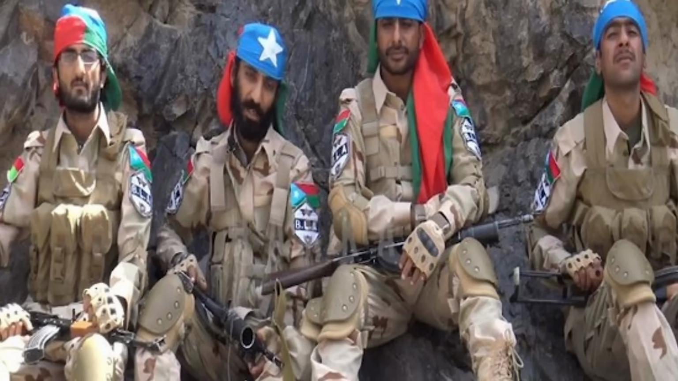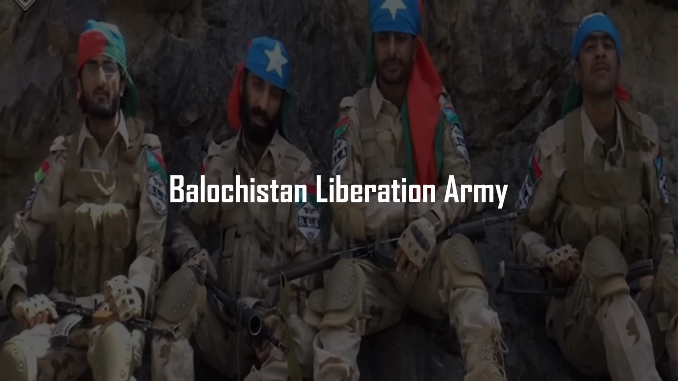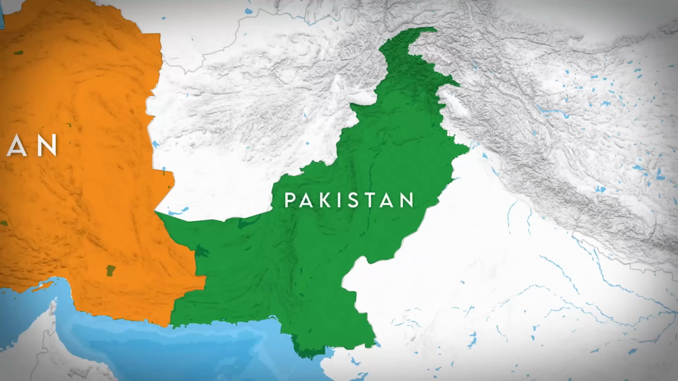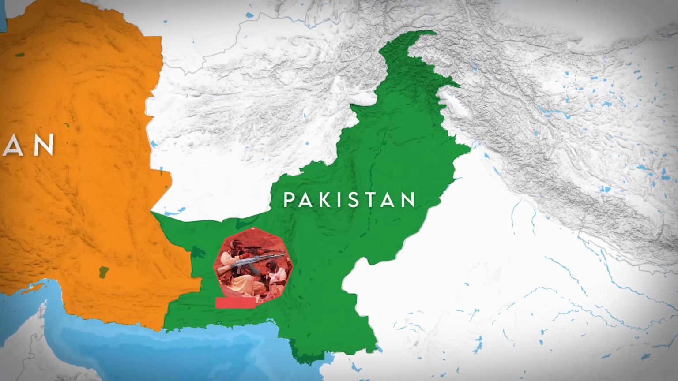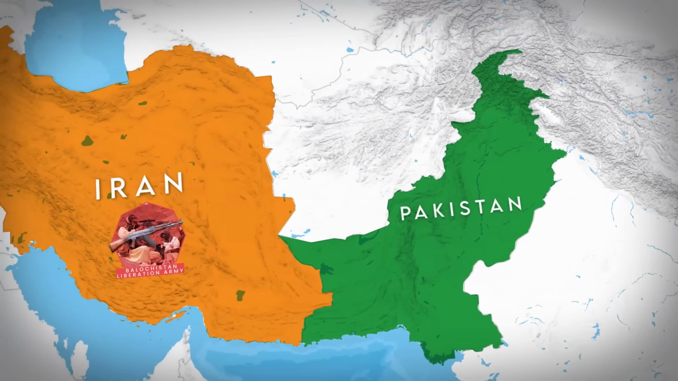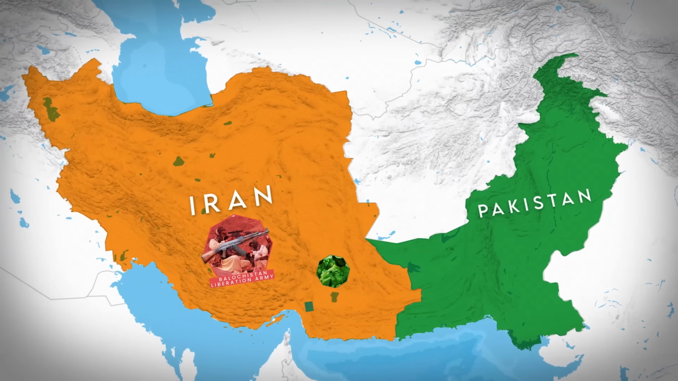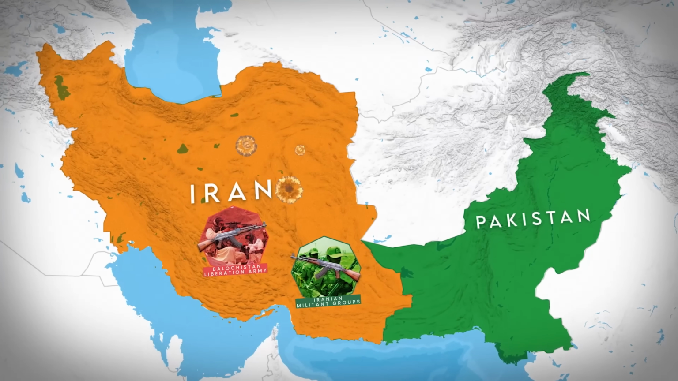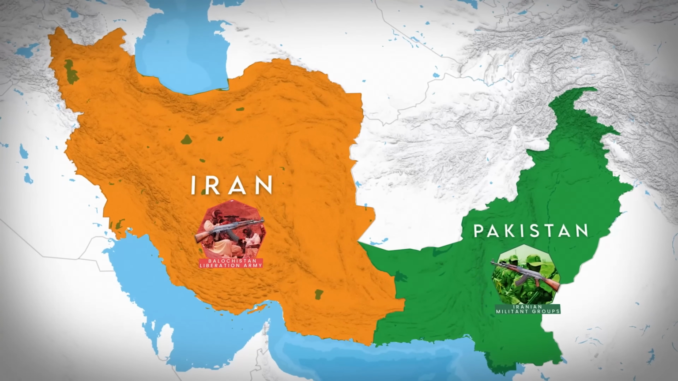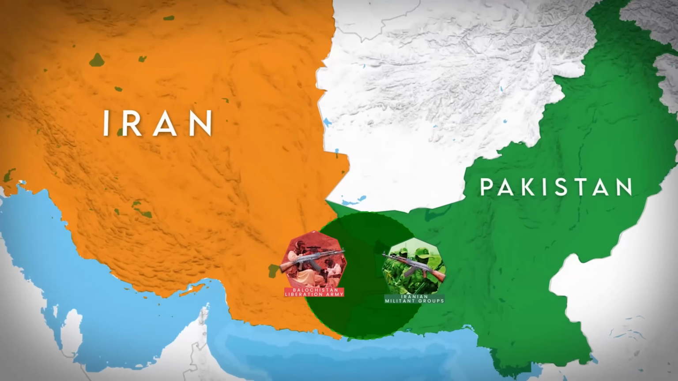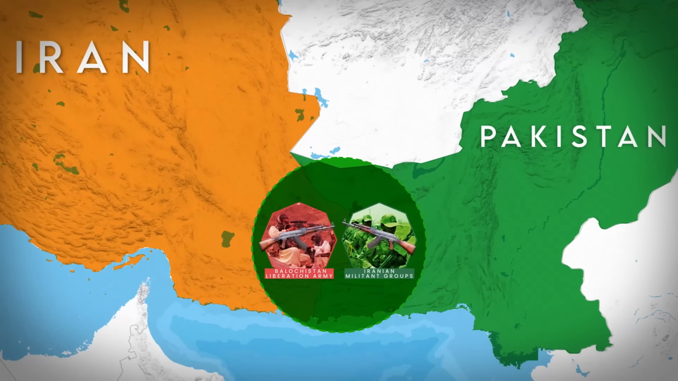This is where a group called Balochistan Liberation Army started battling the Pakistani government. But the catch was that they used to attack Pakistan and then they took shelter in Iran. Similarly, the Iranian militant groups would attack Iran and then take shelter in Pakistan. And these militant groups collaborated with each other for resources and shelter.